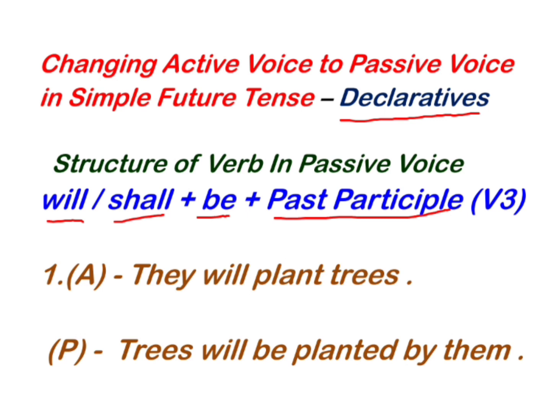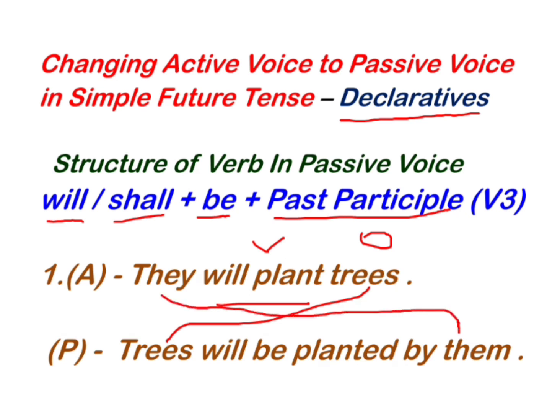Now let us see the examples. The first sentence, they will plant trees. Here will plant is the verb. They is the subject and trees is the object. What will they plant? Trees. So trees, which is the object in the active voice, will become the subject of the passive voice. We start the sentence with trees. The subject of the active voice will become the object of the passive voice, that is they. It will change to them as per the rules of change in pronouns.